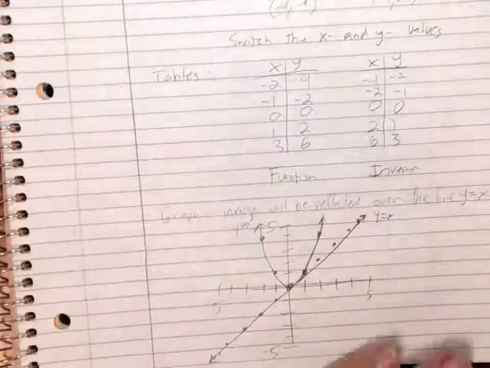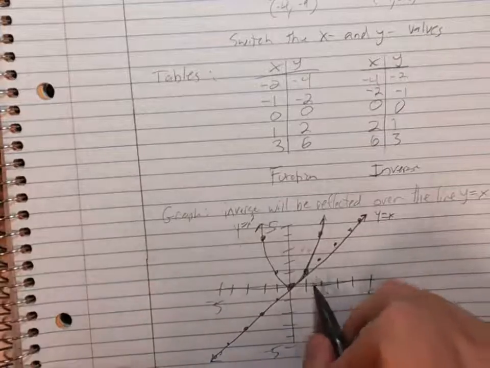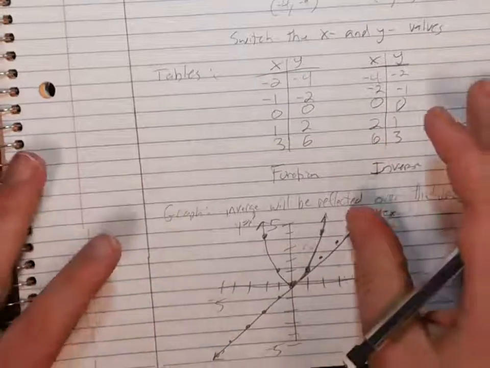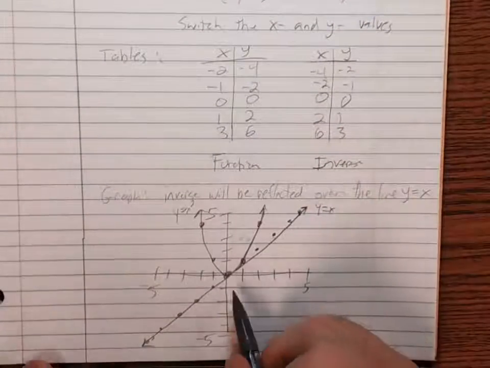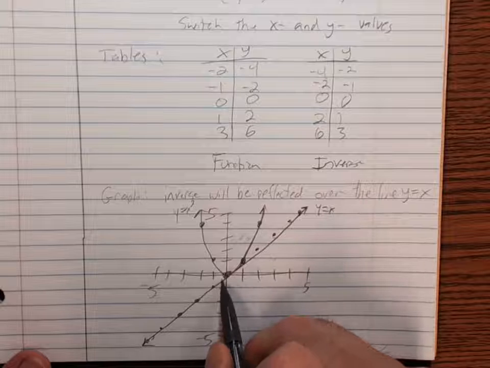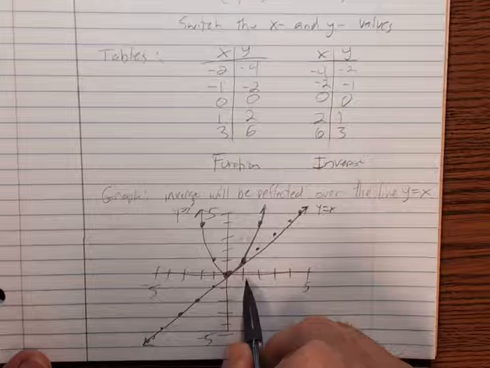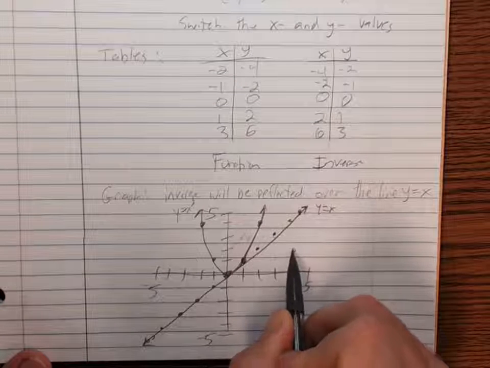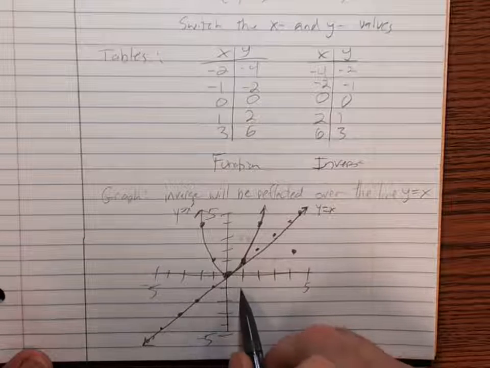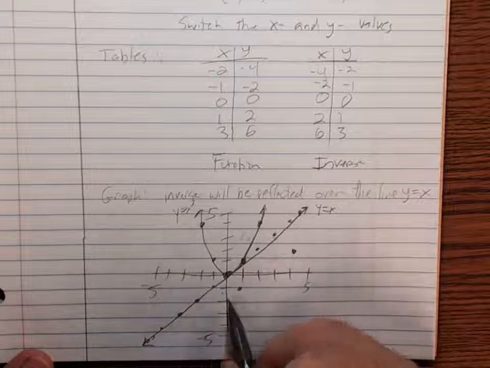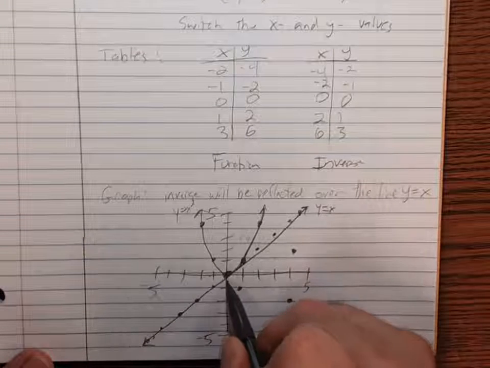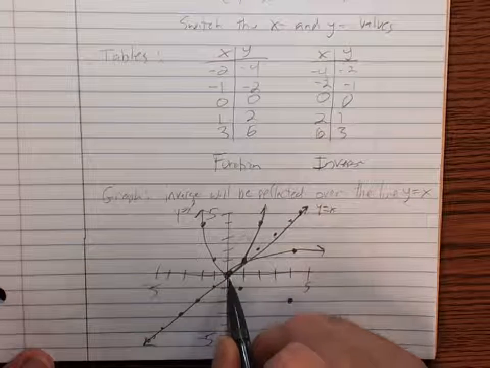If I reflected this over the y equals x line, so much like I did with my table and my ordered pairs, I'm switching the ordered pairs, right? So 0, 0 is going to stay the same. 1, 1 will probably stay the same, but look, 2, 4 will become 4, 2. And here's the fun one. Negative 1, 1 will become 1, negative 1. Negative 2, 4 will become 4, negative 2. So I end up with this.